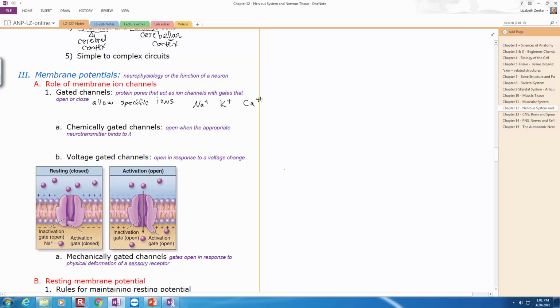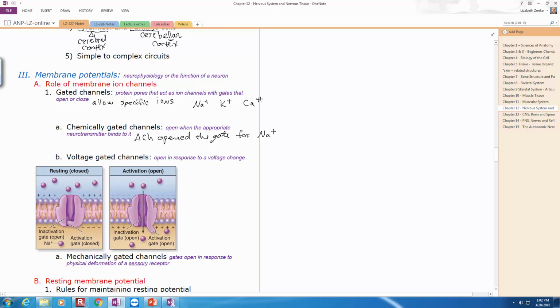Okay, so we have chemically gated channels, which open when the appropriate neurotransmitter binds to it. So what did we see that with skeletal muscle? Who is the appropriate neurotransmitter? ACh, acetylcholine, that I can actually say correctly today. So acetylcholine opened the gate, as an example, for, do you guys remember who rushed into the muscle cell? Sodium, okay?